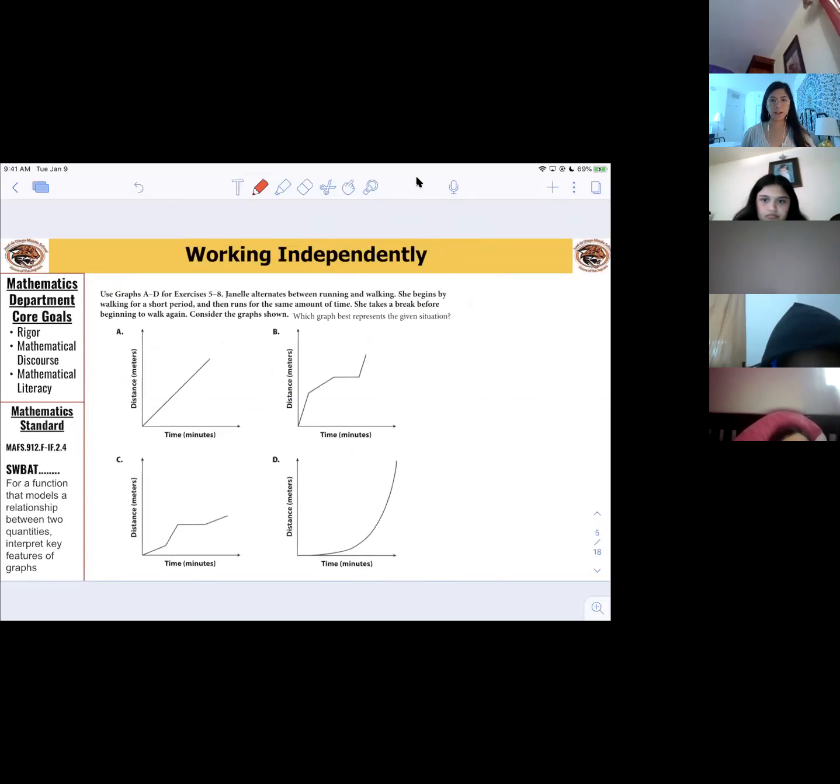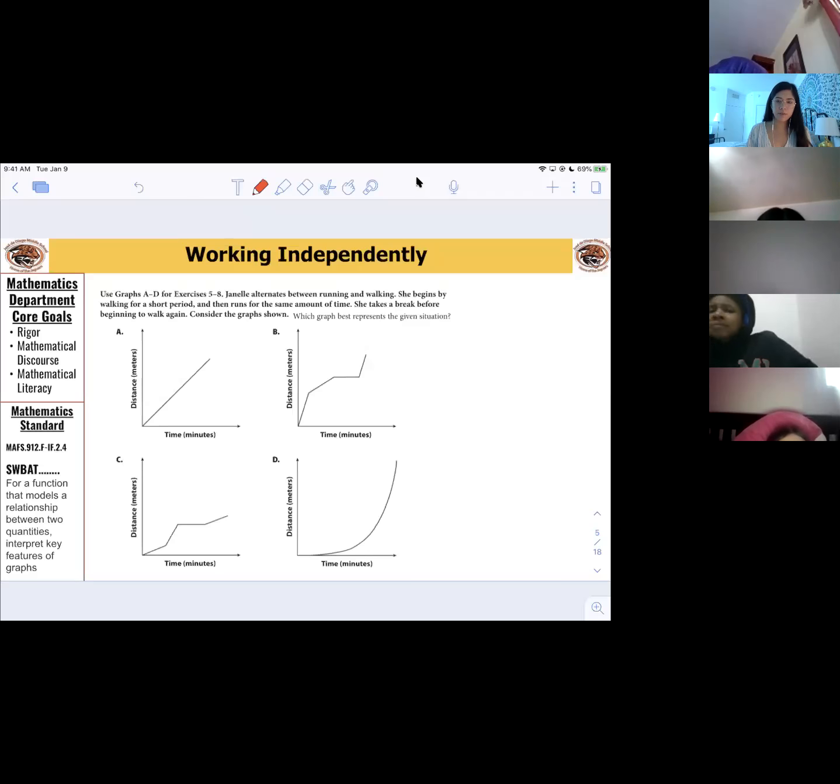And while you guys are working on it, I'm going to read it out loud. So, Janelle alternates between running and walking. She begins by walking for a short period and then runs for the same amount of time. She takes a break before beginning to walk again. Consider the graphs shown. Which graph best represents the given situation?